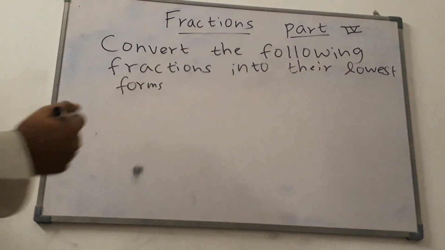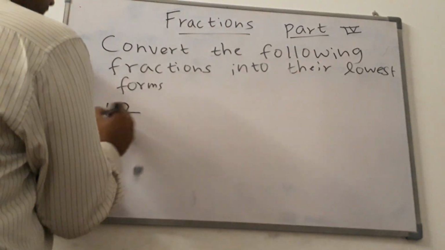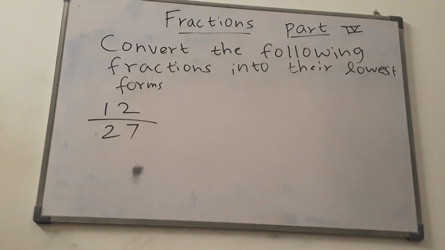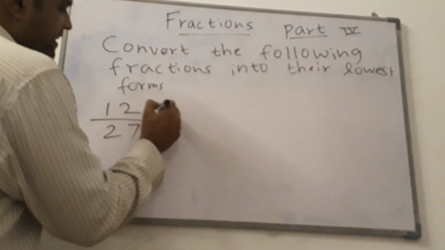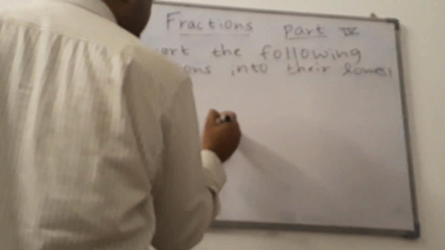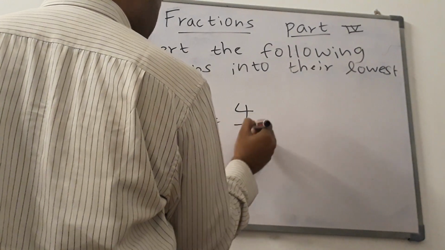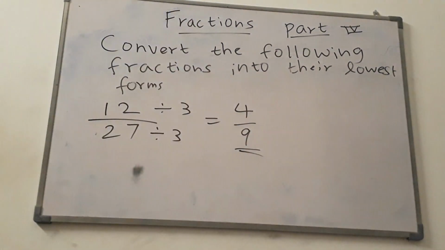Suppose a sum like this: 12 over 27. We can divide both the numerator and denominator by 3. 12 divided by 3 means 4. 27 divided by 3 means 9. So 4 over 9 is the lowest form.